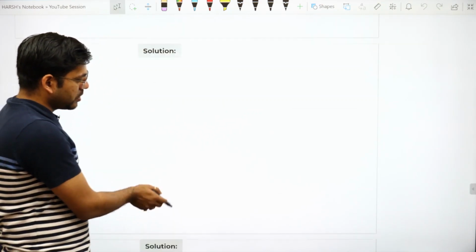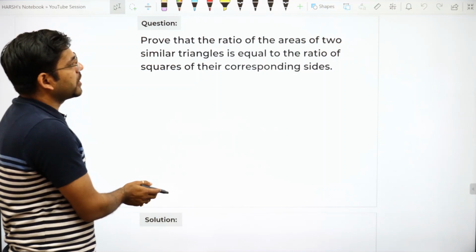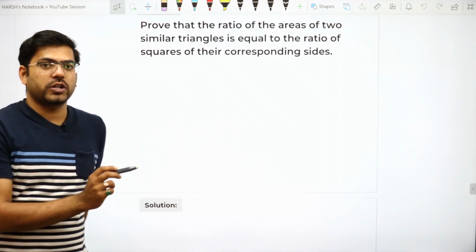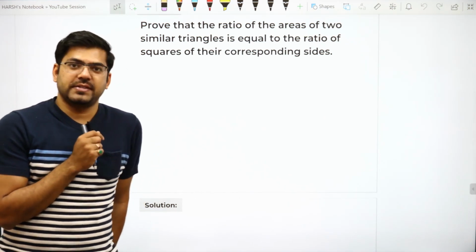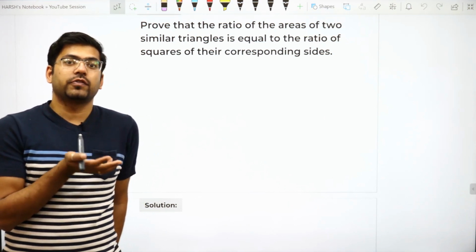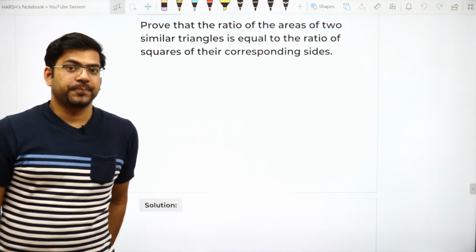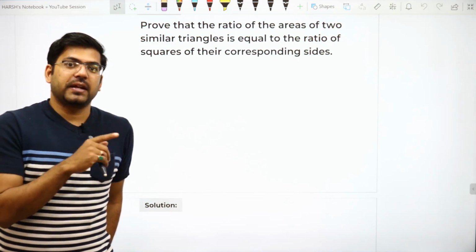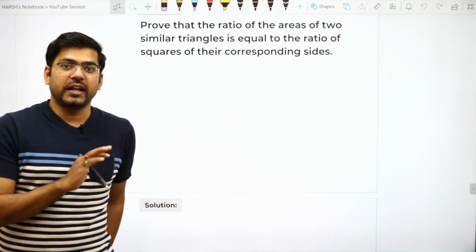And the next question goes like this. Prove that the ratio of the areas of two similar triangles is equal to the ratio of square of their corresponding sides. Let me tell you, this is a question of NCERT. You all must be knowing it's a kind of theorem. And RS Aggarwal, everywhere it is given. But still I have taken this question only with one thought, one concept, that it is very important. So don't leave this question at any cost. Okay.